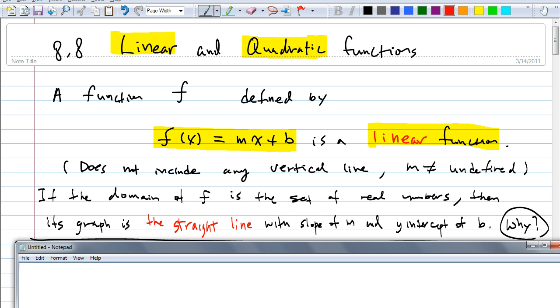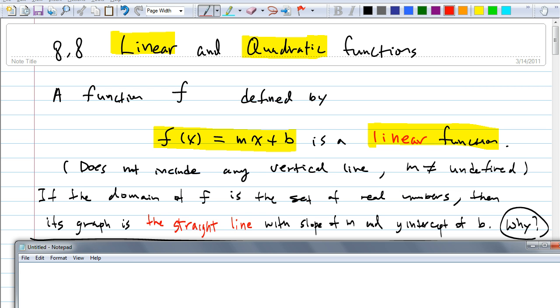Why is it that this is a function? Again, this is important. When you get a straight line that is not a vertical line, why is this a function? Yes, sir? Yeah, each input has exactly one output, and we could use the vertical line test to test. Every line other than a vertical line passes the vertical line test.